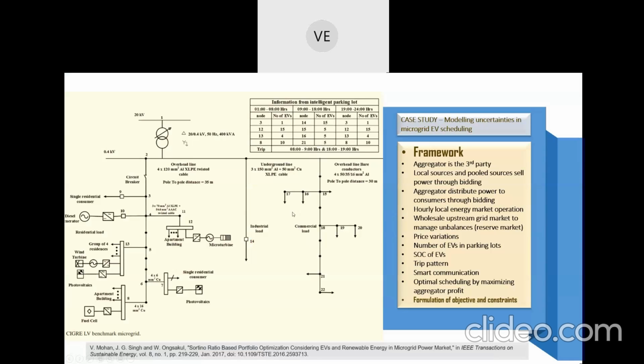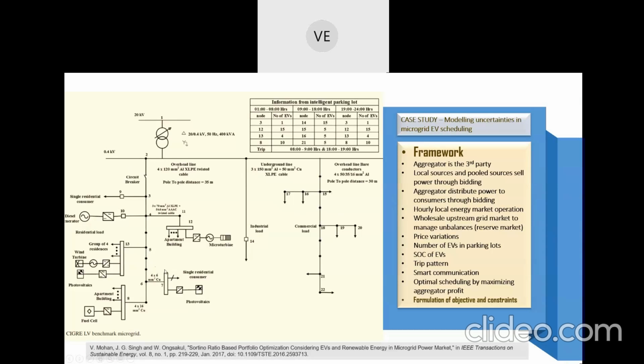Now we'll move to the next step, where actual scheduling happens and what the challenges of scheduling are. You can see here a system which is the CIGRE LV benchmark microgrid, which is normally used for microgrid studies. This is a test bench system. Here the leftmost feeder is a residential feeder, the middle one is an industrial feeder, and the rightmost one is a commercial feeder.